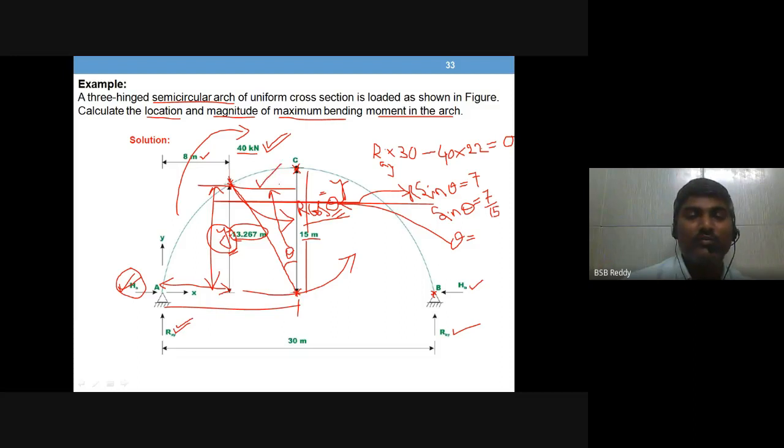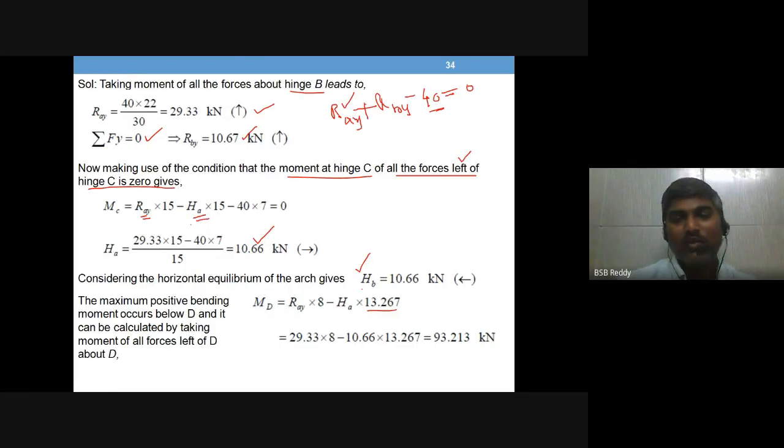So R sin theta is a known value, because from the location of the point, x is 8, so this is a known value, that means 7. Since R sin theta is known, you are able to calculate sin theta, and then theta. Then if you substitute theta into R cos theta, it will give you the Y value, and that is 13.267 meters.